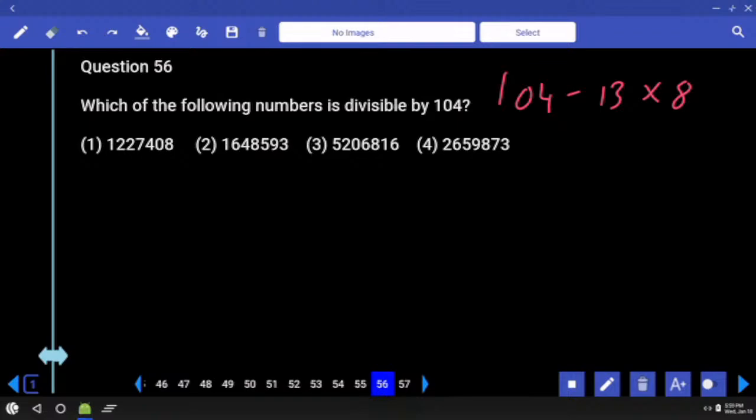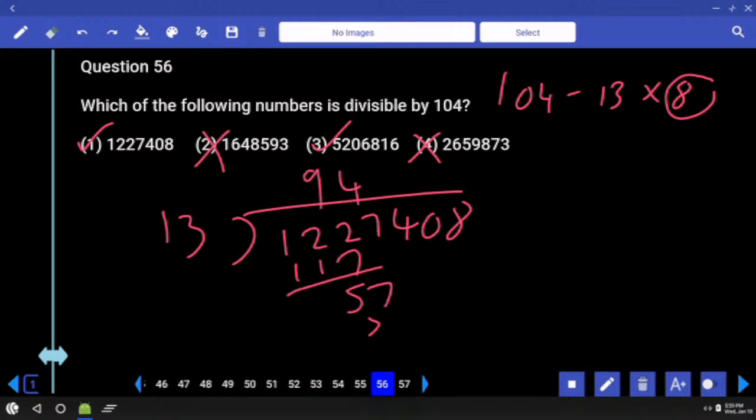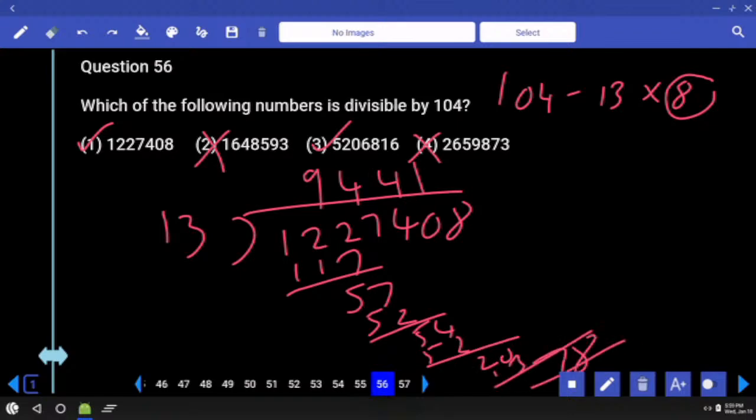First of all, there is 8: the last digits should be divisible by 8. This is ruled out, this is also ruled out. This can be a possibility, this is also a possibility. Now see whether the first number is divisible by 13 or not. 1, 2, 2, 7, 4, 0, 8. 13 times 9 is 117, subtract 117, 57. 13 times 4 is 52, 54. 13 times 4 is 52, 20. 13 times 1 is 13, 78. Yes, divisible. This is the answer. Obviously the other will not be divisible. You can check it. The first option is your answer.